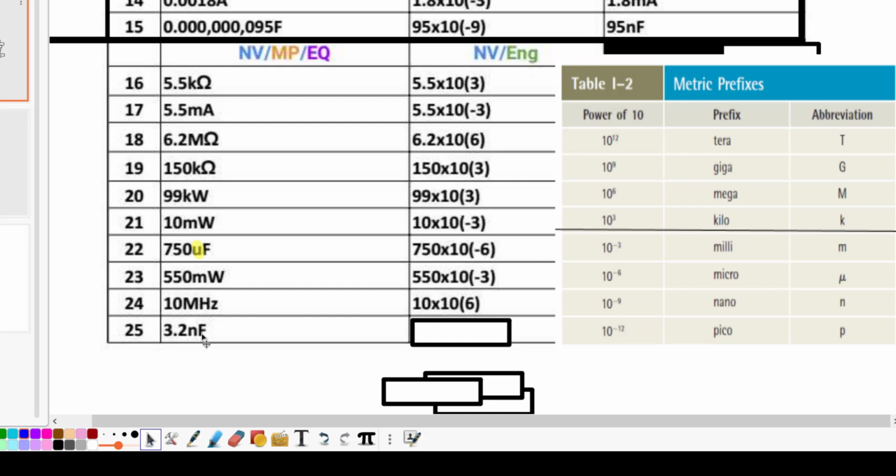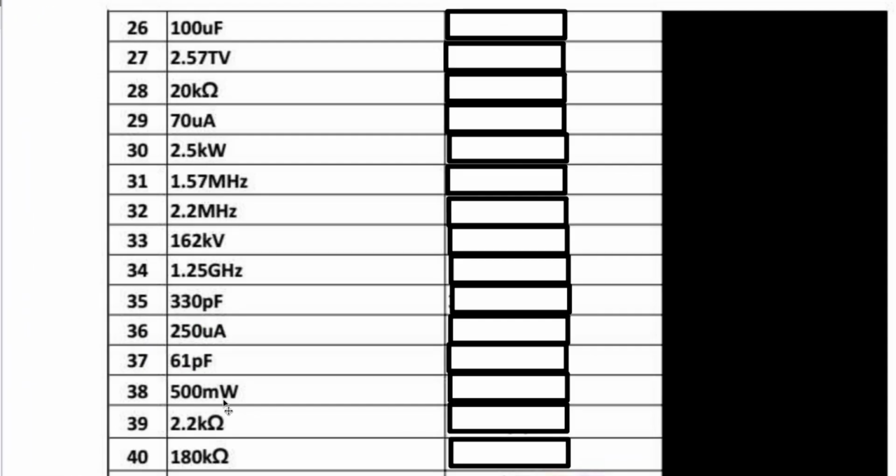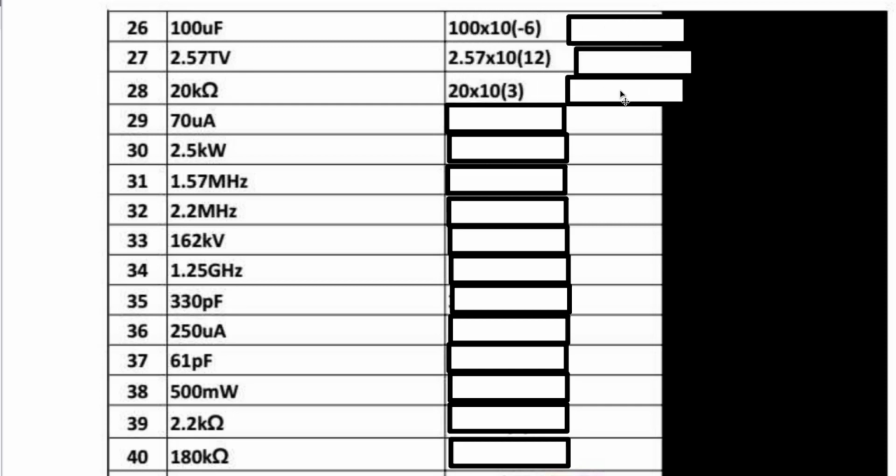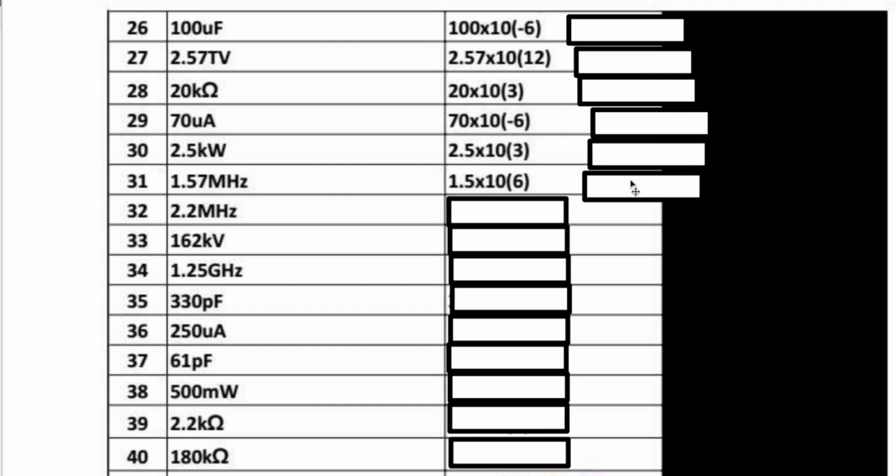Number 25, 3.2 nanofarads. Going to keep the 3.2, and the n tells me times 10 to the -9. Okay, numbers 26 through 40 work the same exact way, so I'm not going to go through every one of those. I will remove the cover here so you can see the answer, just to make sure you're doing your work correctly.